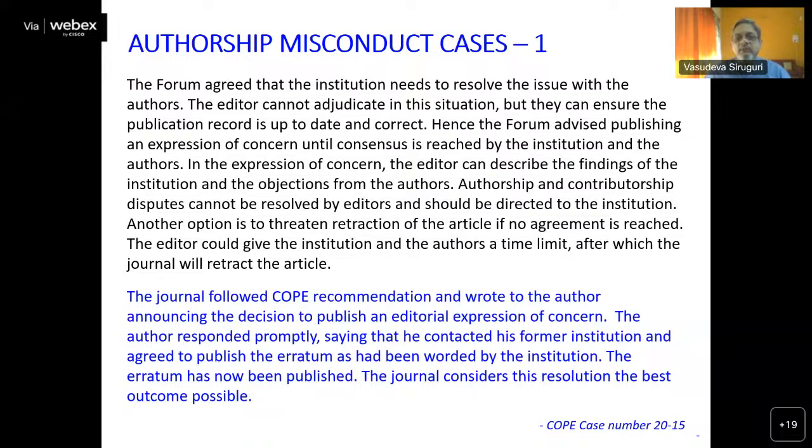But then again, you see how much time would have got wasted in doing all this. The time of the editor, time of the journal, time of the institution, etc.